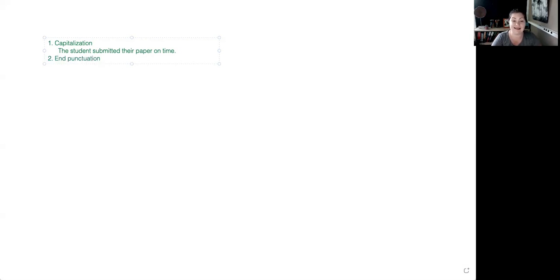The second element is also pretty easy. You want to make sure that you have end punctuation. There are 3 types of end punctuation. You can use a period, which is what we use most of the time, a question mark, which you use when asking a direct question, or an exclamation mark, which we use sparingly in academic writing, which you can use to show emotion.